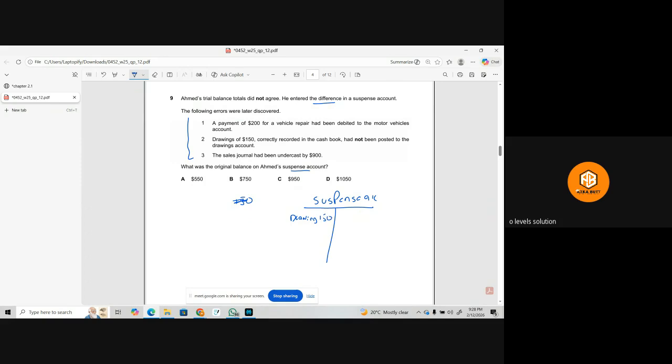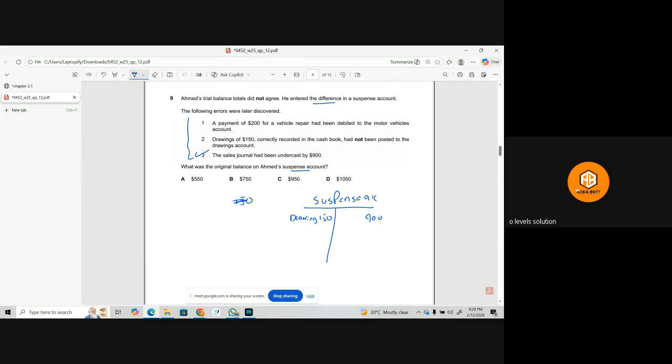Then error three is that the sales journal had been undercast by 900. So the sales account is always credit. If it is understated, again debits exceed credits by 900. So then again the suspense account must have 900 on the credit side.